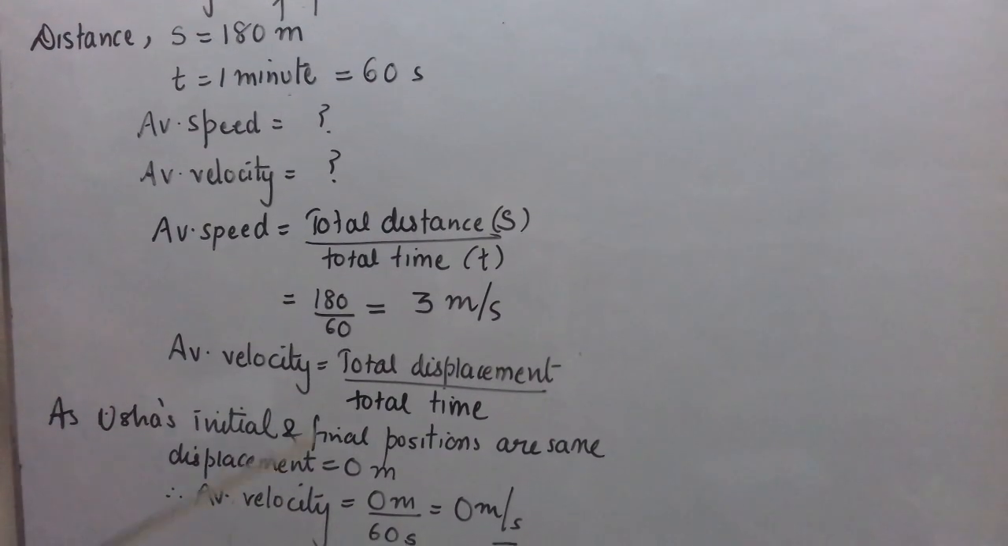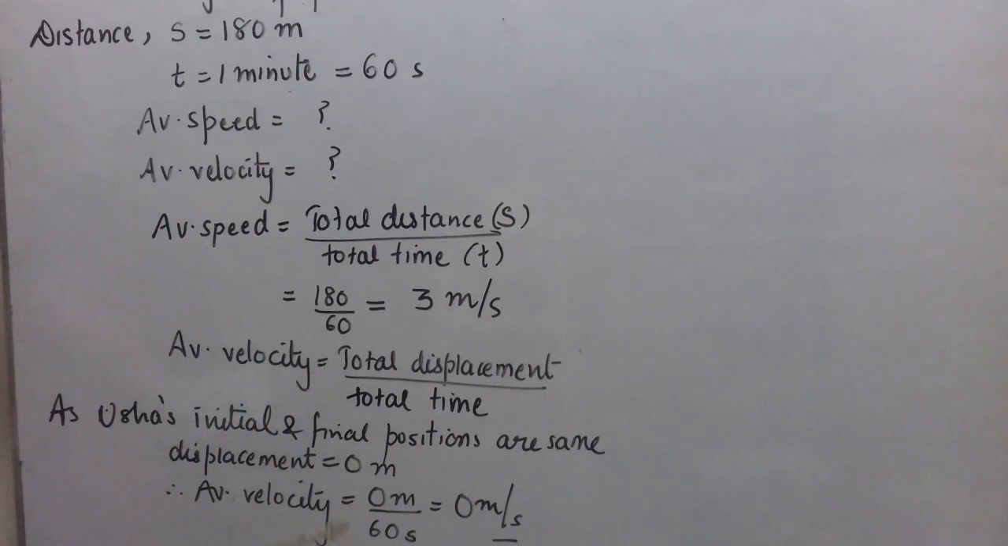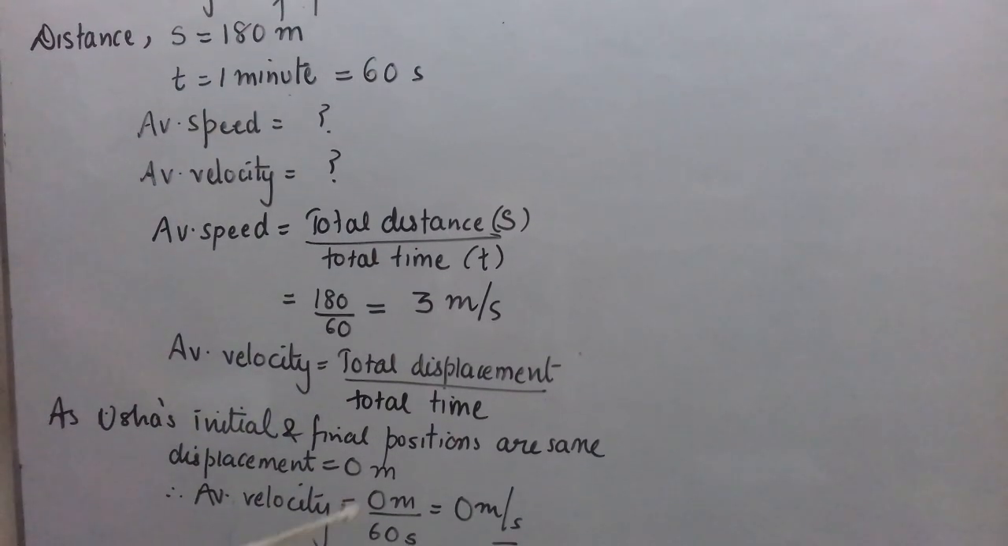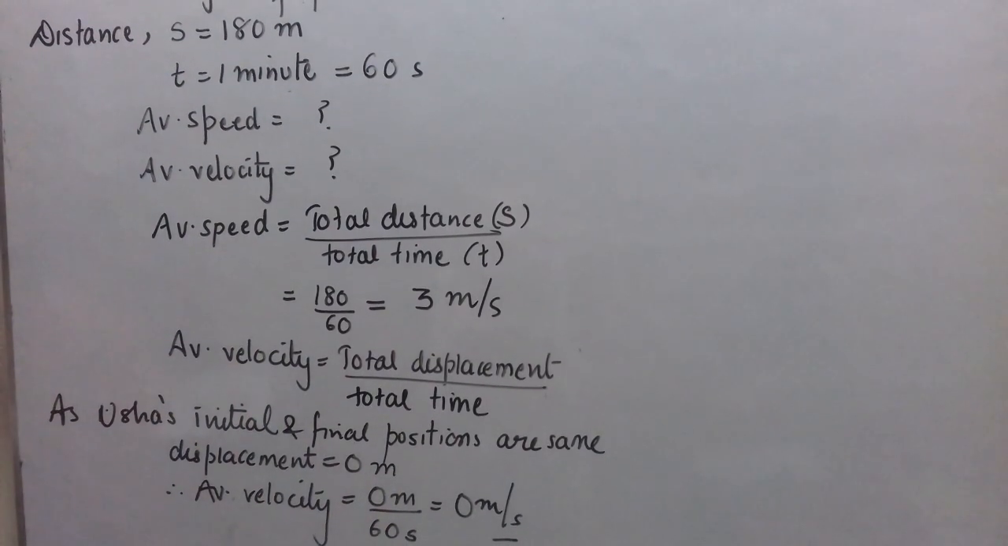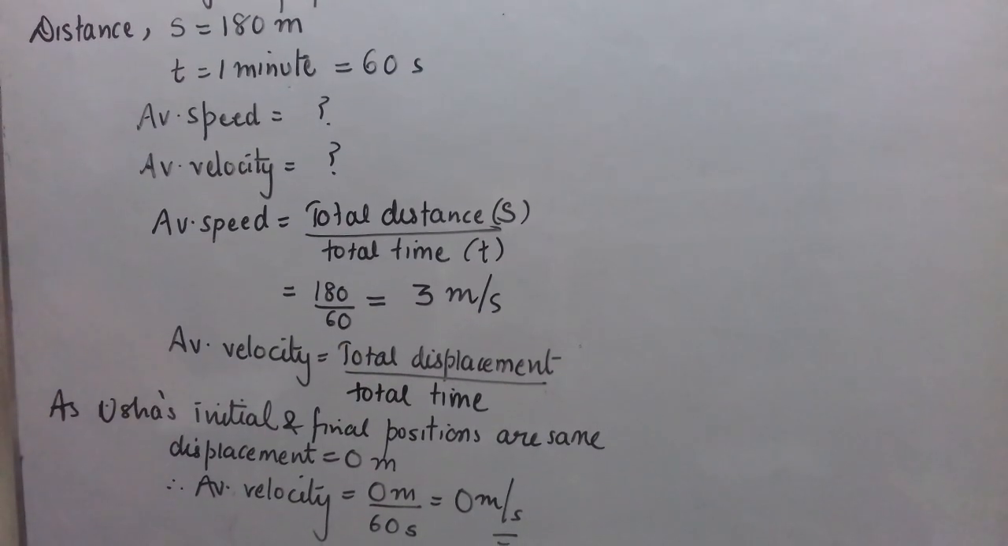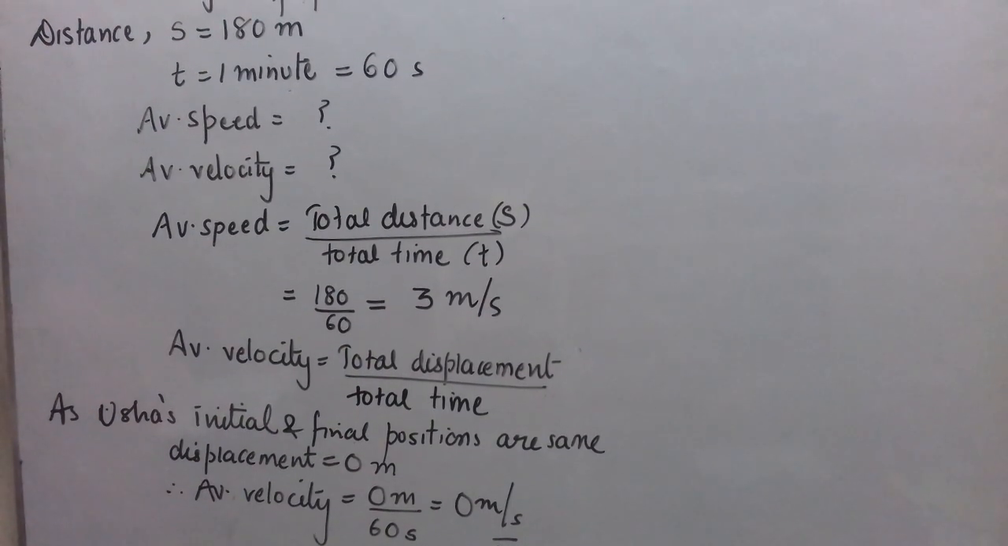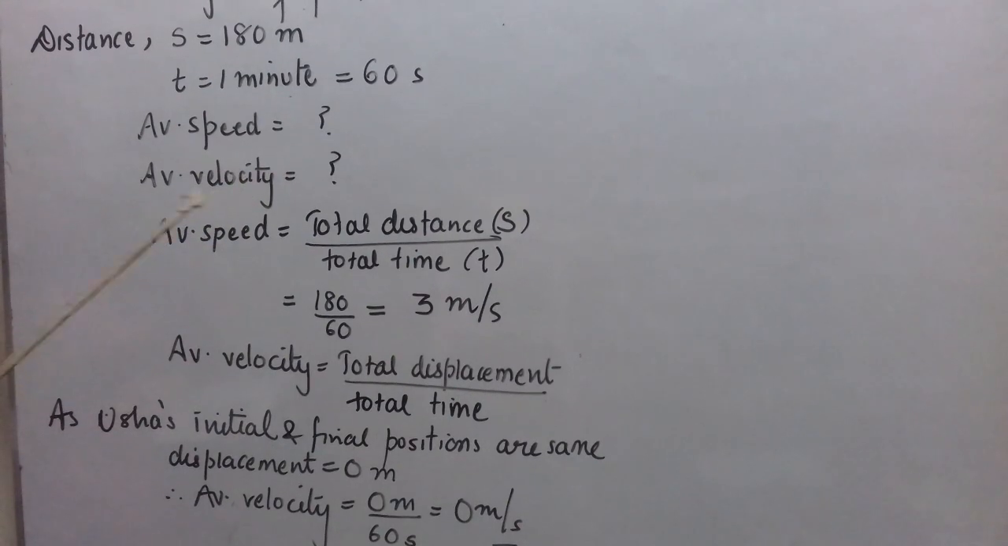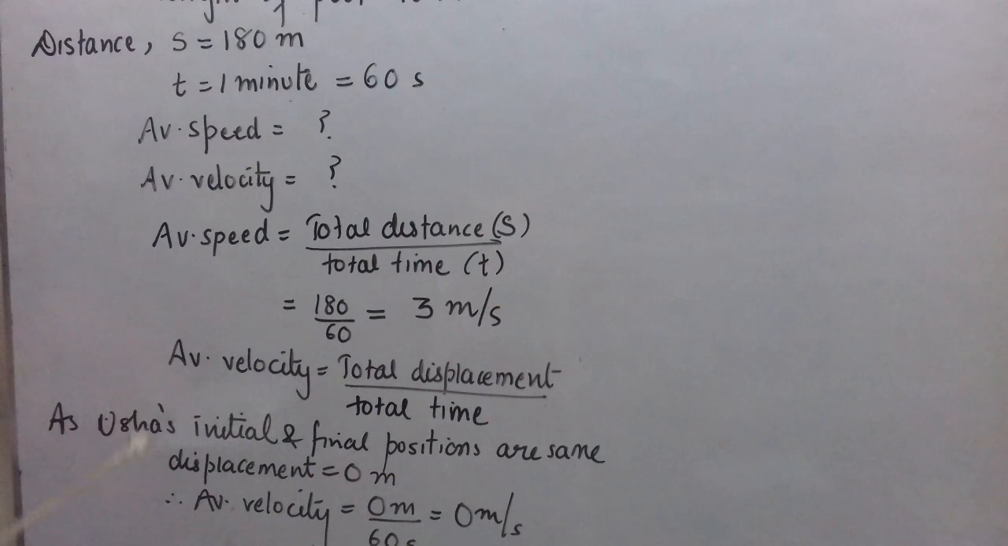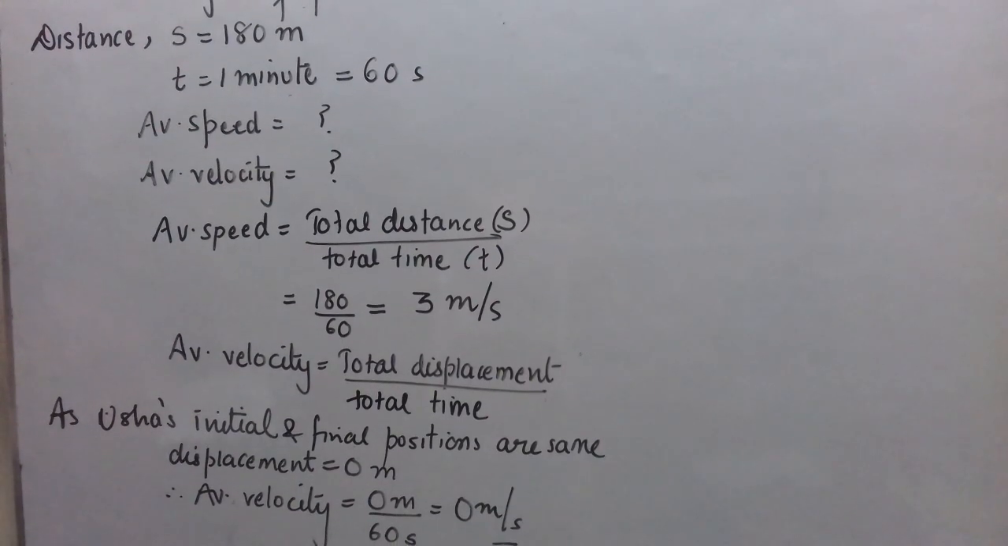Average velocity will be, just put the values, 0 meter upon time, which is 60 seconds, which will be 0 meter per second. So we can see here that this is not a case where Usha is moving just straight and not changing the direction. So in this case, average speed and average velocity are having different values.